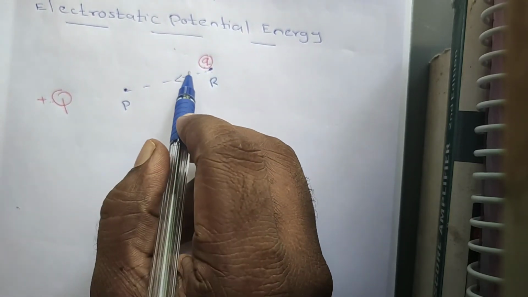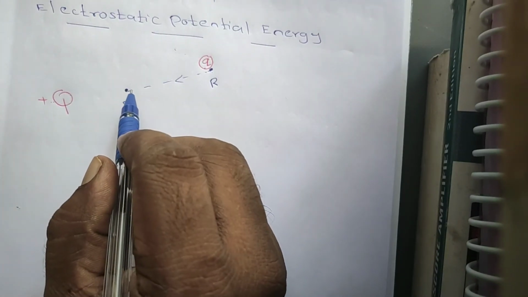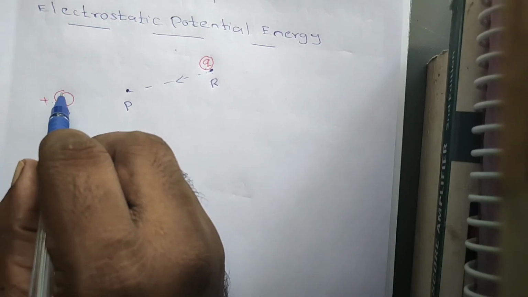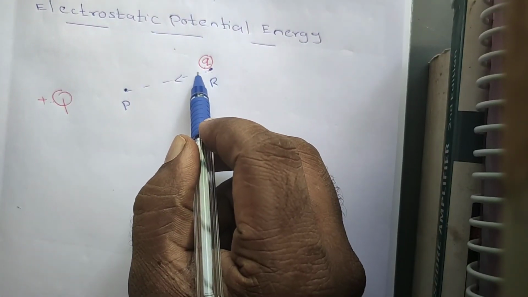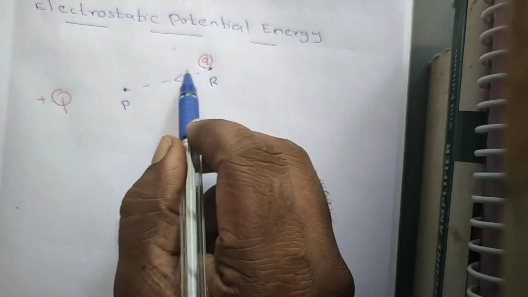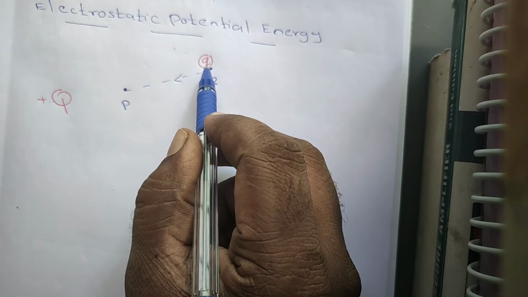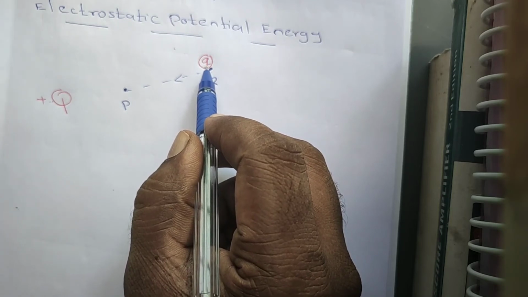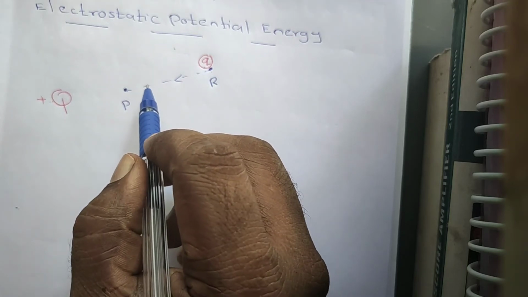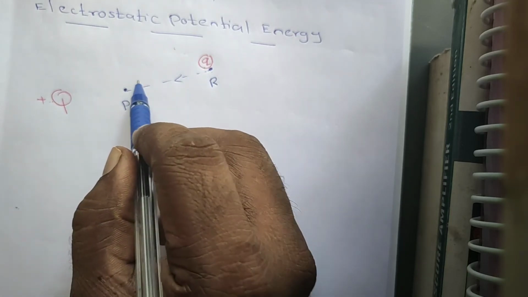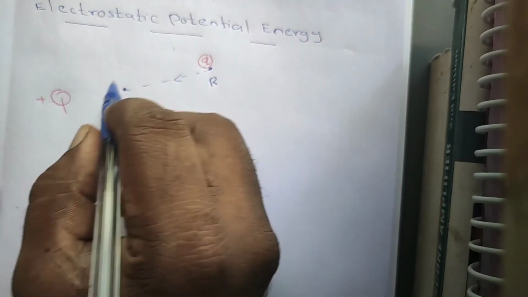Is there any work I have to do? I have to do work because there is repulsion. While I am bringing it closer and closer to this plus Q charge, the repulsion of the capital Q will increase. So I have to supply more work done. How much is that work done?